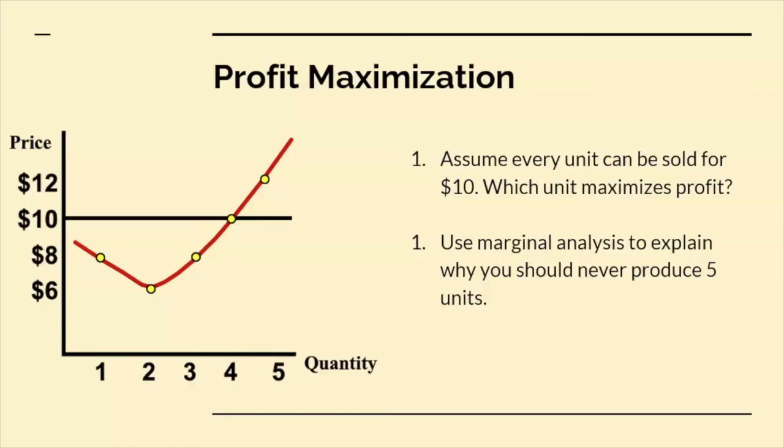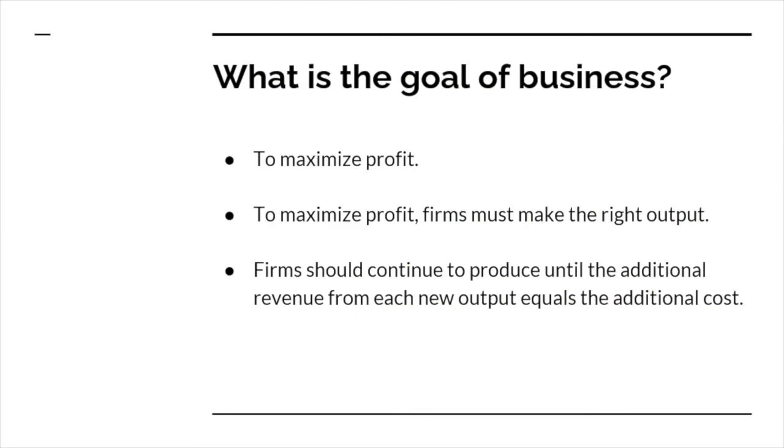And so the last thing that I wanted to go over with you guys in this video is going to be profit maximization. And this is extremely important. So if we look at this, assume every unit can be sold for $10. Which unit maximizes profit? Well, here you can do the big thing, just say 1 times 8, 2 times 6, 3 times 8, 4 times 10, 5 times 12. Yes, we can do that. However, the easy thing is we're just going to produce here at 4. And the reason for this is what we're going to get into.